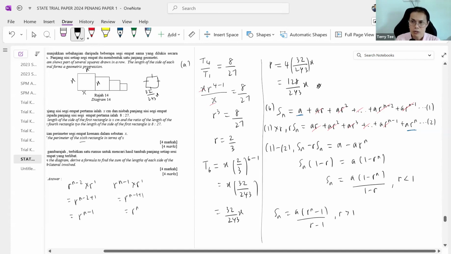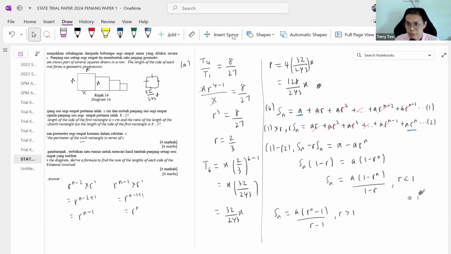And since here you can see your rectangle or your square here is getting smaller and smaller, I will use the one with R less than 1. Yeah, your R is getting smaller, right? So there you go. We're done. This is how you derive the formula.